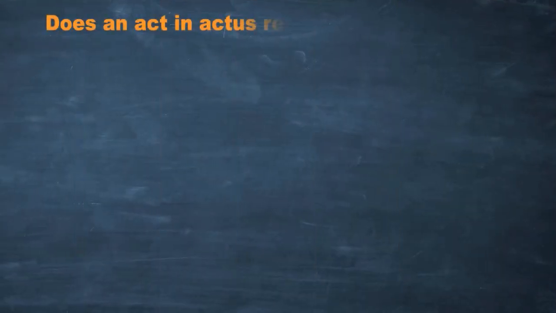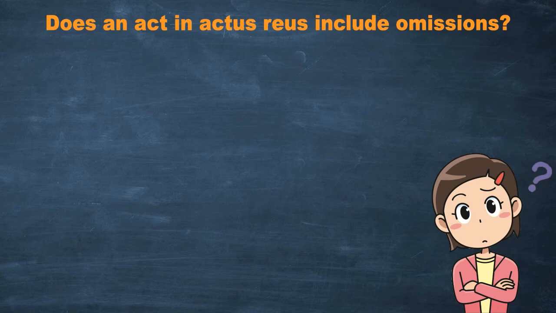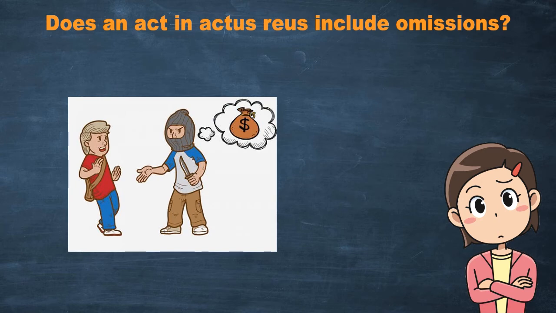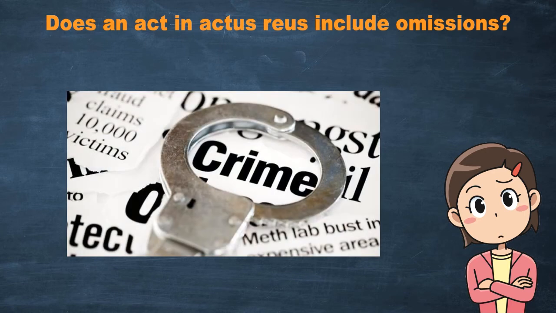Now I have a very important question, and it is also very interesting. That is, does an act in actus reus include omissions? Okay, it is interesting because actus reus is guilty action, but in crime, when something is committed, that is commission, or even omission, even then that is a crime. So if something is omitted, then will that also be considered a crime? Interesting, no? Let's check it out.